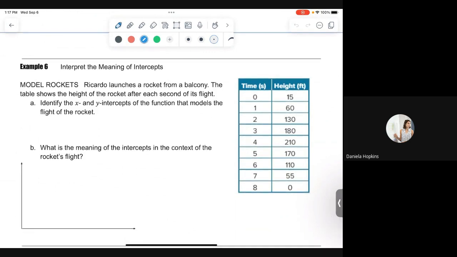This is still an intercepts question, but now we're talking about intercepts from a table. So this is a really classic parabola problem where you think about like a projectile motion. It makes a parabola. So Ricardo launches a rocket from a balcony.